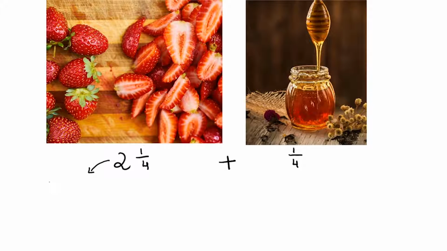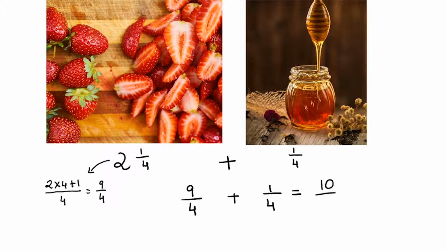2 1/4 becomes 2 into 4 plus 1, the whole thing upon 4, which is equal to 9 upon 4 cups of strawberries. And then we add 1/4 cup of honey to it. So 9 upon 4 plus 1 upon 4 is equal to 10 upon 4 cups of strawberry sorbet.